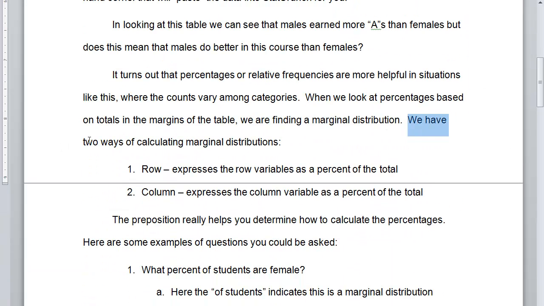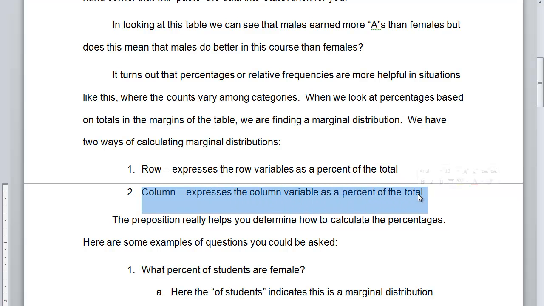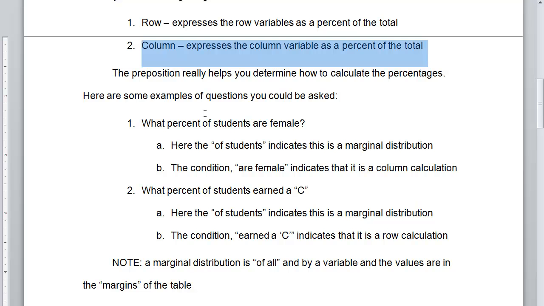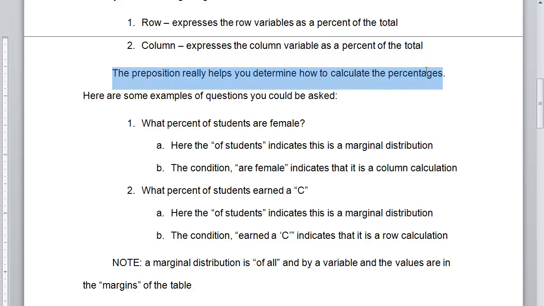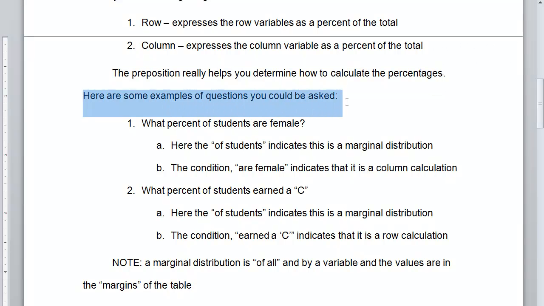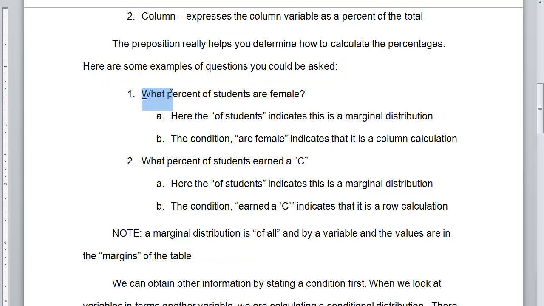We have 2 ways of calculating the marginal distribution. We could have a row where we express the row variables as a percent of the total, or a column where we express the column variables as a percent of the total. And here, the preposition really helps you determine how to calculate the percentages. So here are some examples of questions you could be asked. Okay, so what percent of students are female?